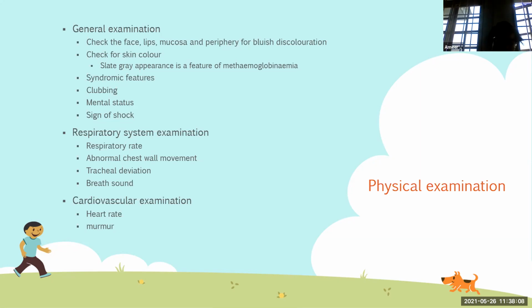And then after doing general examination, we should do detailed respiratory system examination. First, we should assess the respiratory rate, and then inspect for abnormal chest movement, check for tracheal deviation, and check for any additional breath sound, which will narrow down our diagnosis to a specific cause. And then another important system is the cardiovascular examination. We should check the heart rate and listen for any murmur that might suggest the underlying heart problem that causes the patient to present with cyanosis.